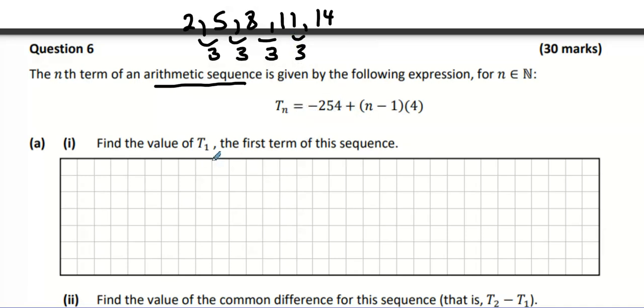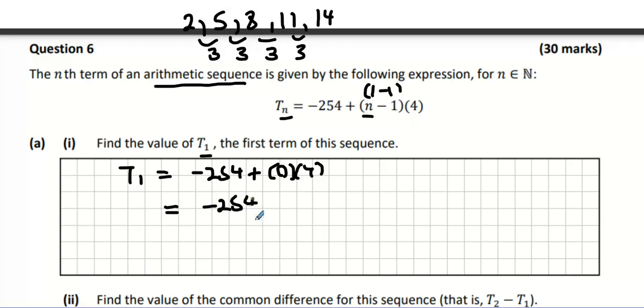So all we have to do is replace n with 1, and we can find out what t1 is straight away. So t1 is minus 254 plus... now it's going to be 1 times 1 minus 1, which is 0. 0 times 4 is 0. So the answer is just going to be minus 254. So that's our first question done.